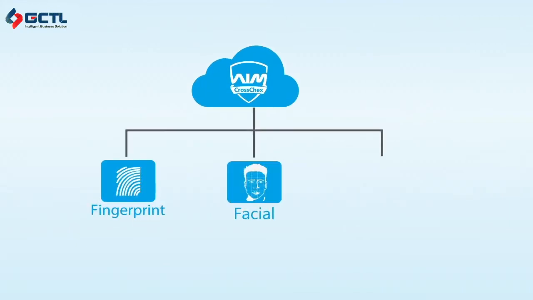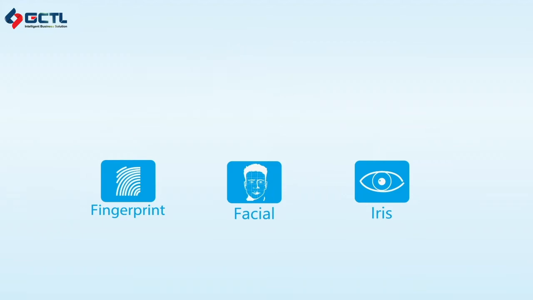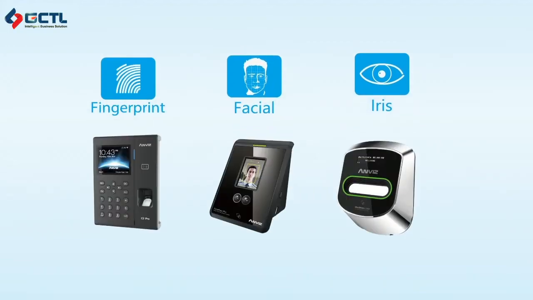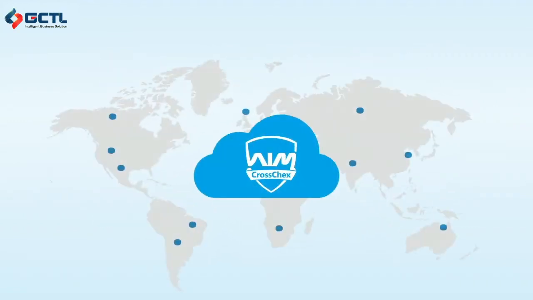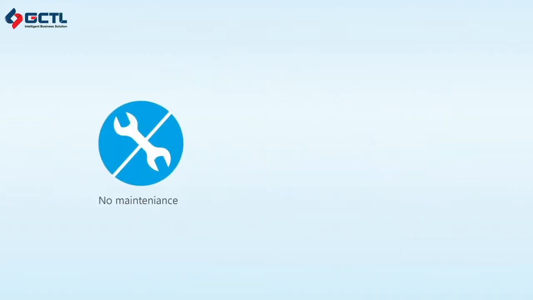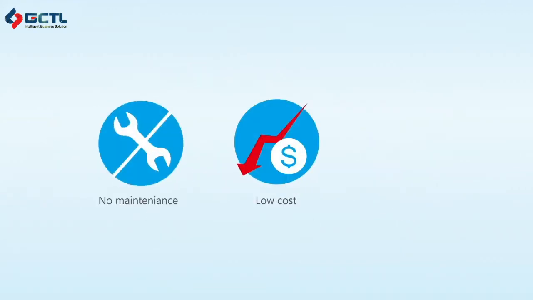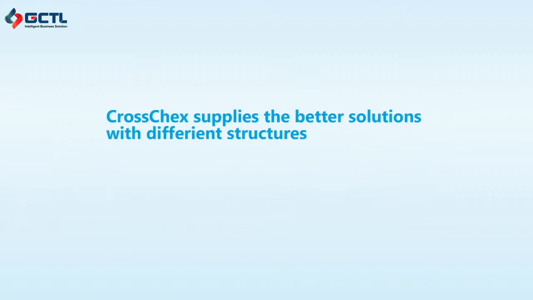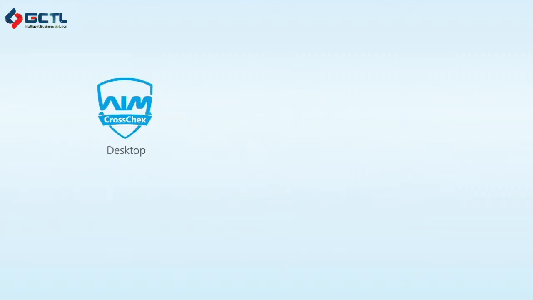Why should you choose CrossChex? It's easy and quick to connect all Anviz devices. Like your company, CrossChex is global and translated into multiple languages. Detailed management reports at a click of a button. All this leading to a more efficient workplace with less effort and direct maintenance. And CrossChex is easily scalable to grow with your company.